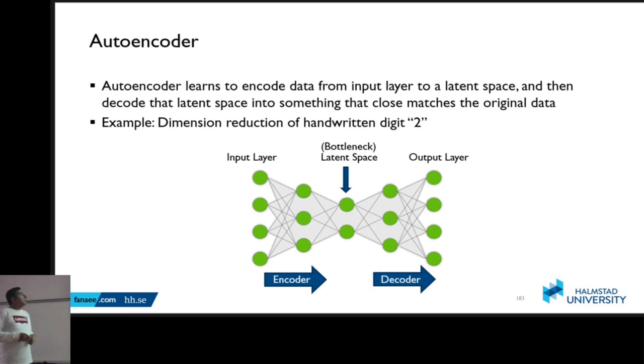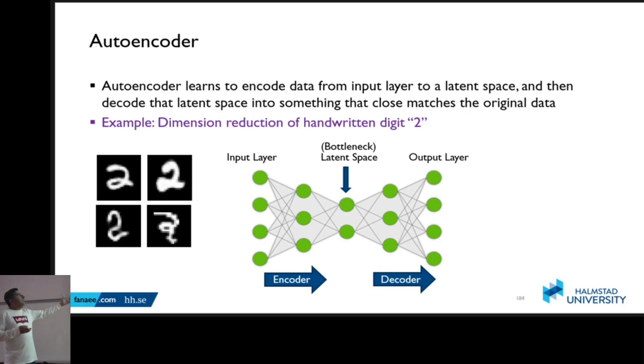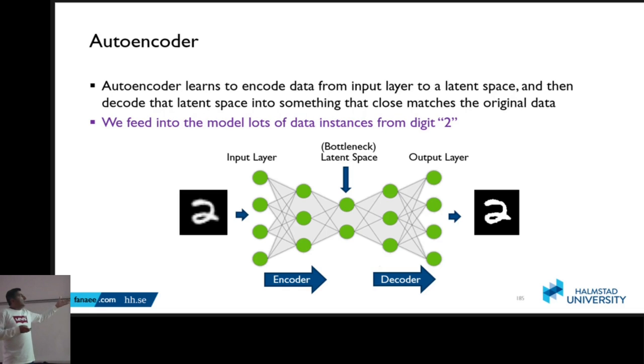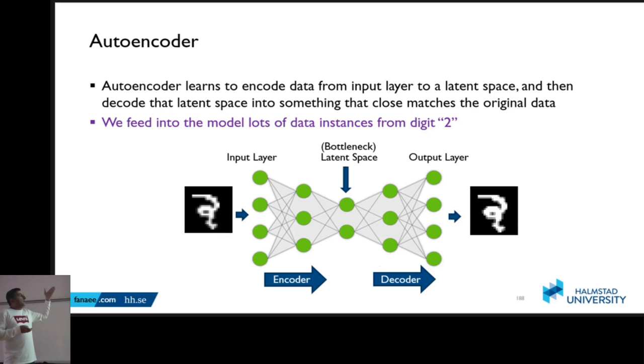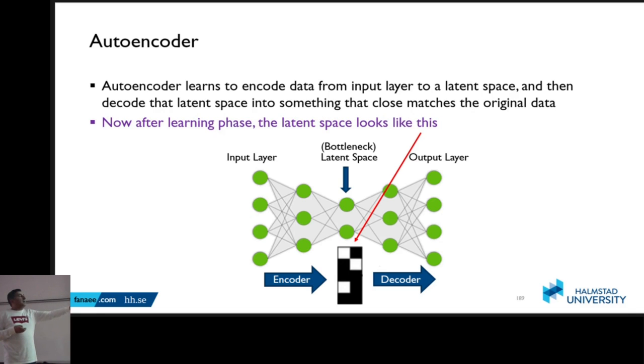This is the idea. So autoencoder actually learns to encode data from the input layer to a latent space and then tries to decode that latent space again into the original data. So imagine that we are learning how to do dimension reduction for handwritten digit 2. We give some examples of digit 2 to the autoencoder, and the autoencoder finally learns a latent space like this.